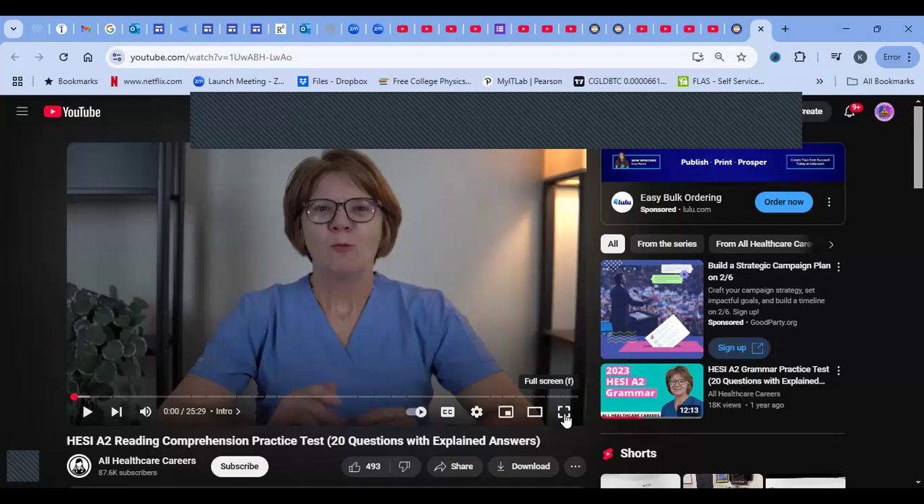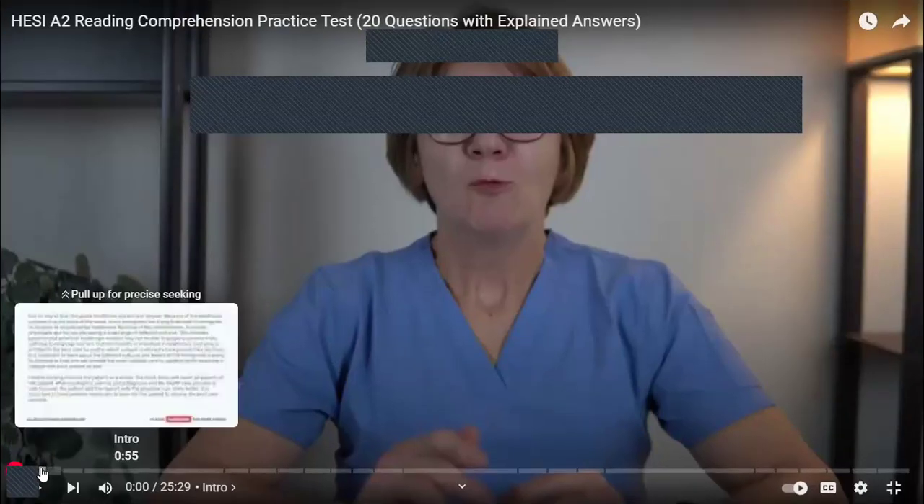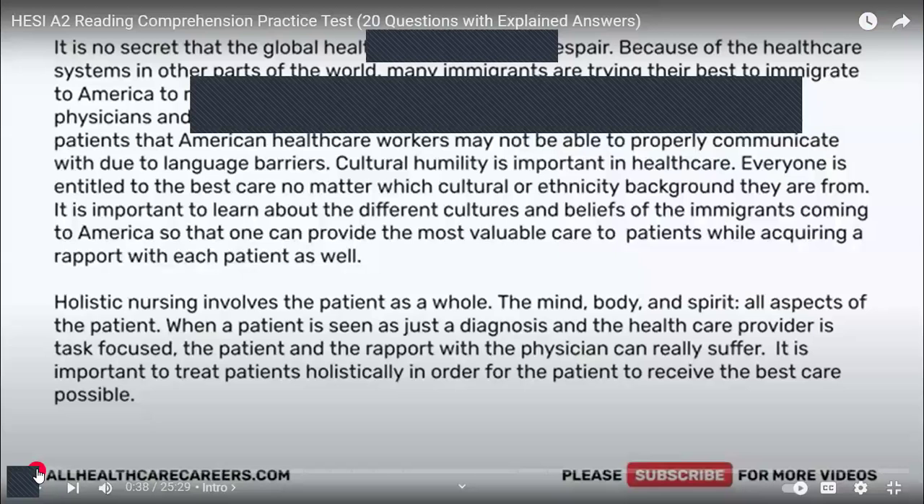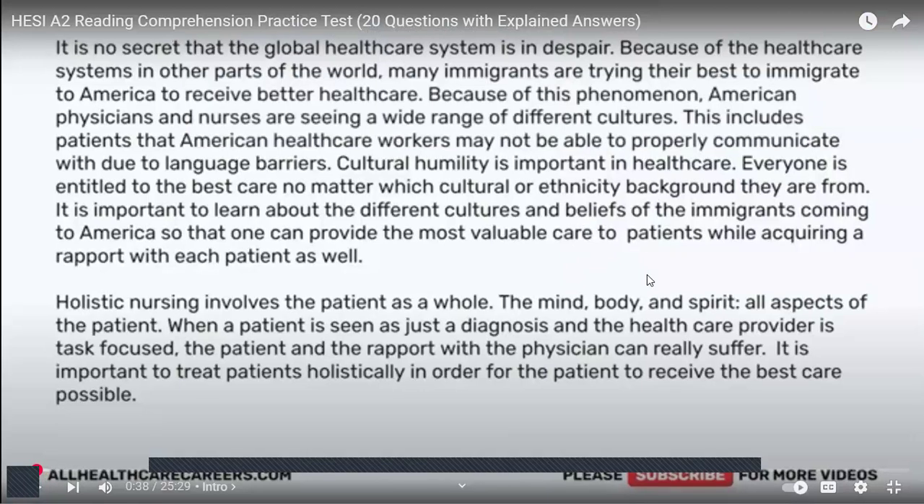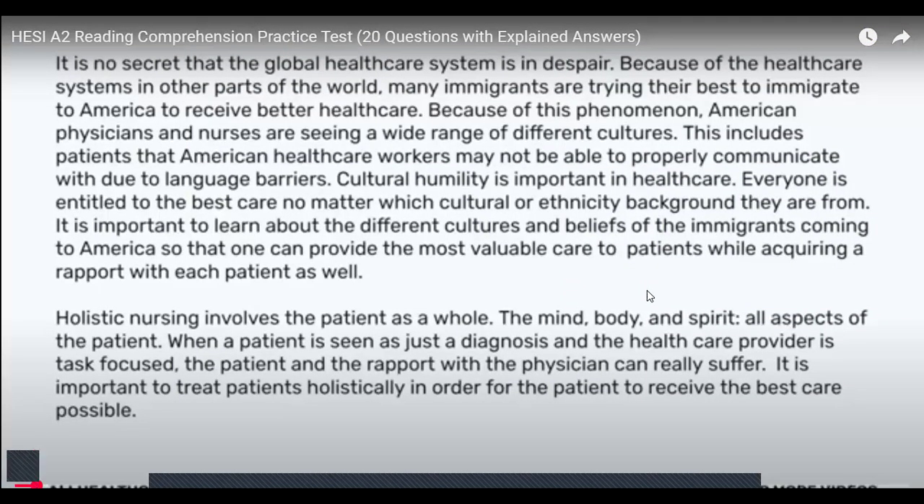Okay, so we're going to go over a reading problem and discuss the methods for solving it. Go to the question. All right, so the question states, let's move this out of the way. It is no secret that the global healthcare system is in despair, right? And it goes on and on to some stuff. So what are we about to get into here?